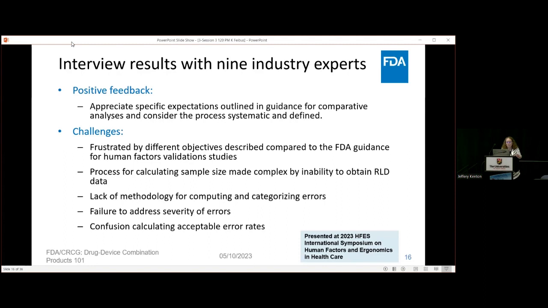And there was just confusion and frustration about those differences, the process for calculating sample size, the complexities around that, because there's an inability to obtain RLD data, and because nobody's publishing their data. The lack of methodology for computing and categorizing errors, the failure to address severity of errors, and the confusion about calculating acceptable error rates. So these were some of the frustrations that just came out in the industry interviews.